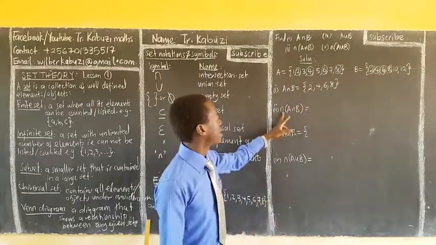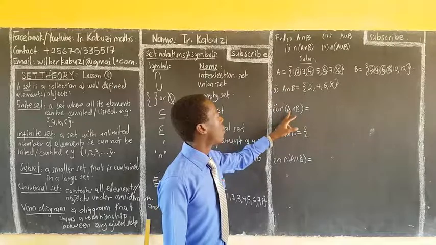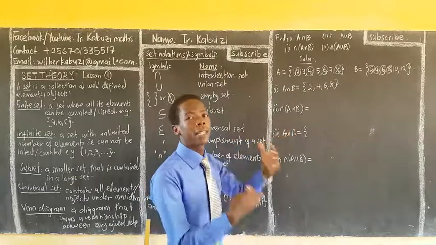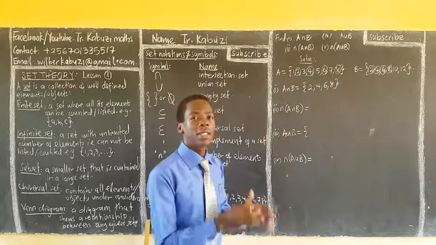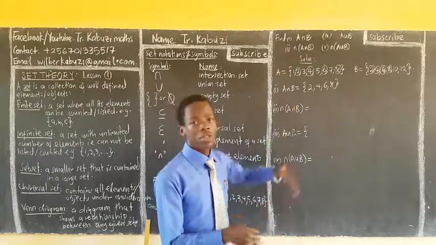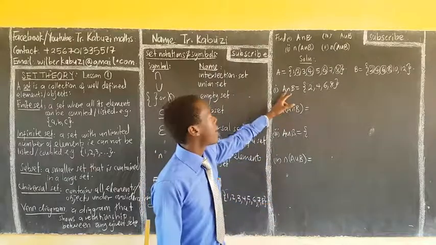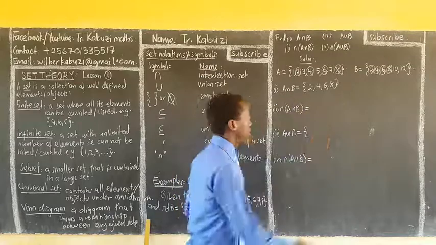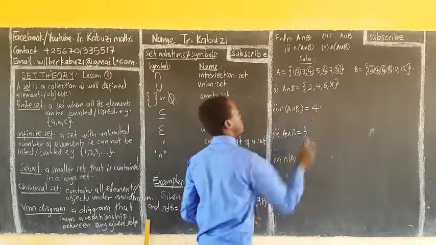Then here they're asking for the number of A intersection B. Whenever you see this N, it means that you have to give the specific number. In simple terms, you count those elements. So this is A intersection B, and now you want to count them: 1, 2, 3, 4. So there are 4 elements.